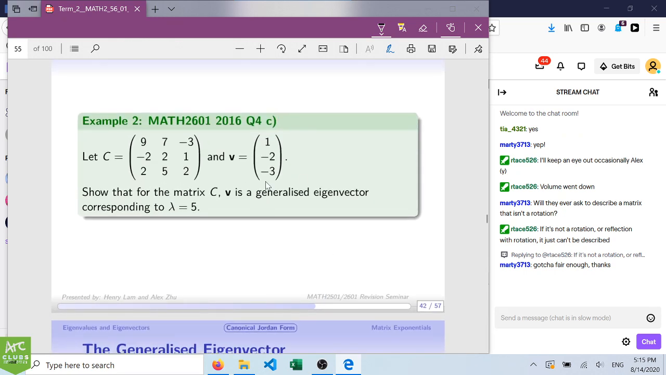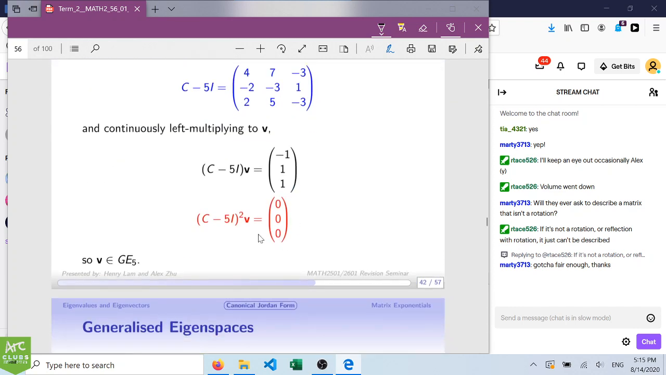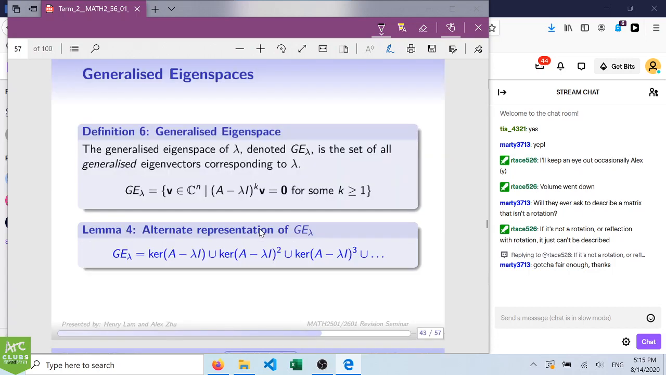Okay, so normally the other vectors won't end up with 0, 0, 0. Applying C minus lambda I will keep giving you a non-zero solution, which means it's not a generalized eigenvector. And then there's this concept of the generalized eigenspace, which is the collection of these generalized eigenvectors.